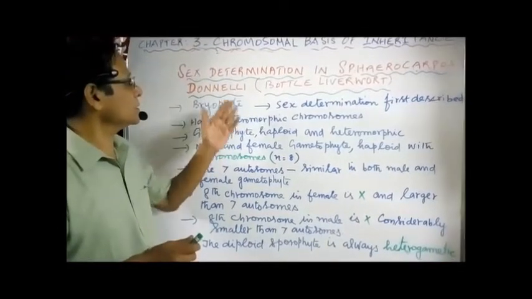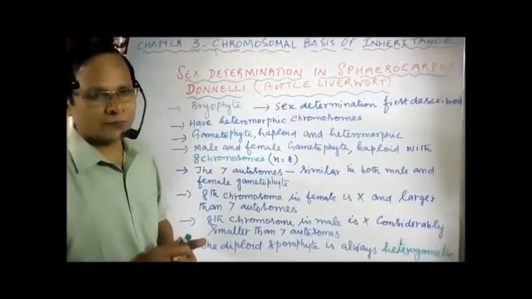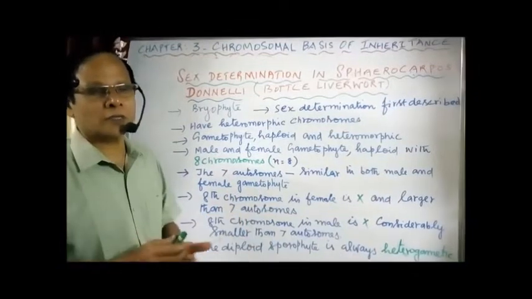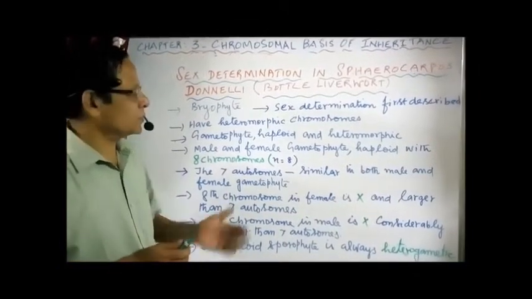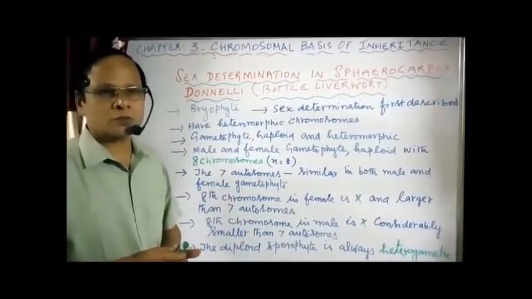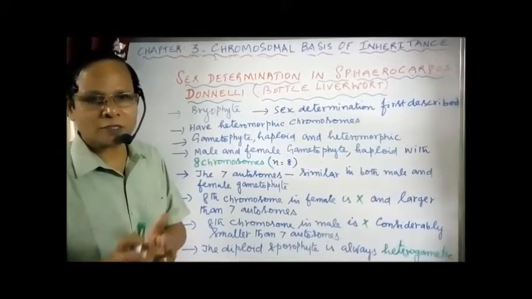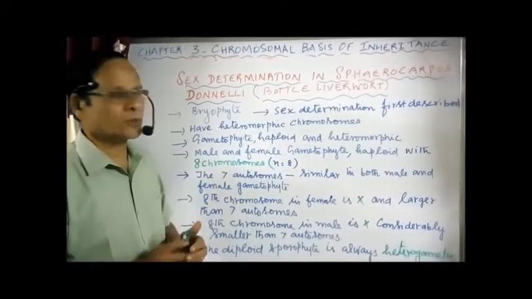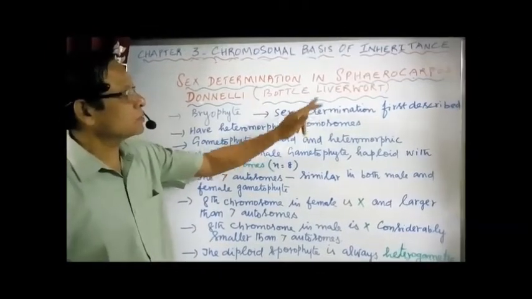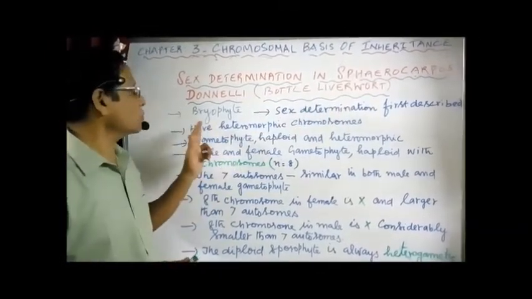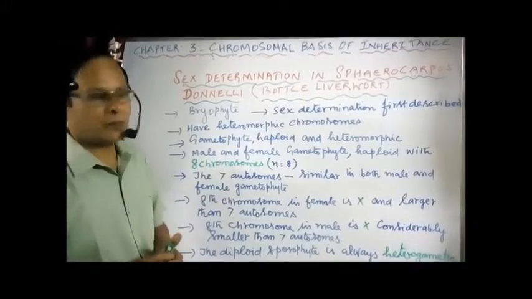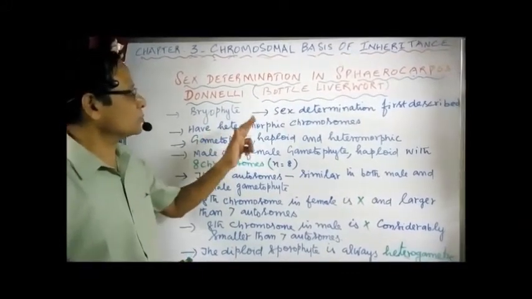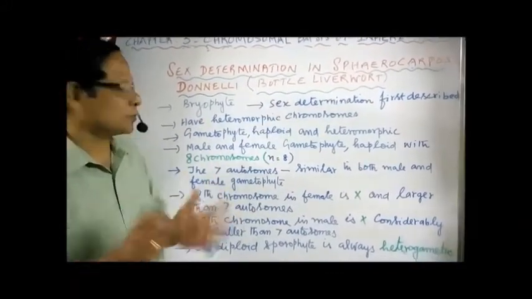Now normally the thallus is a gametophyte, which is heteromorphic in nature. If you take the chromosomes also, the chromosomes are heteromorphic: two different types of chromosomes, X and Y. That's the meaning of heteromorphic chromosomes. So it has heteromorphic chromosomes, X and Y.